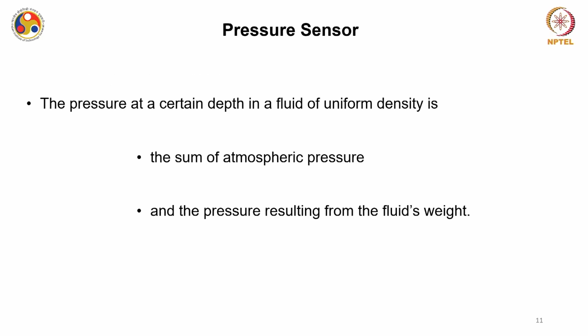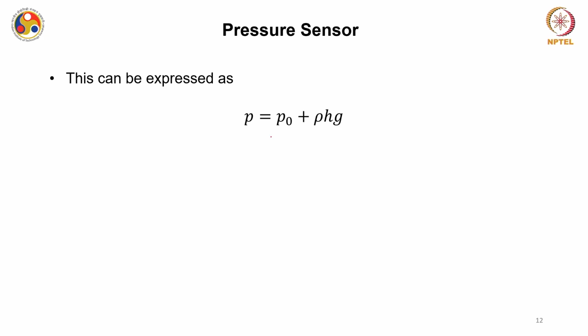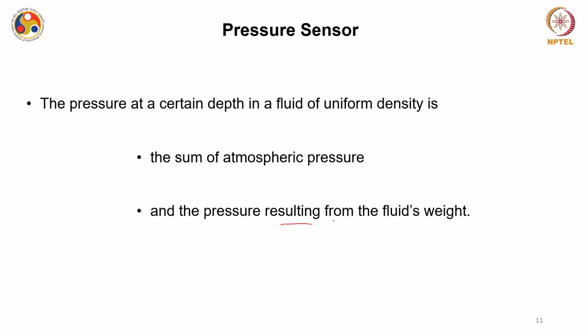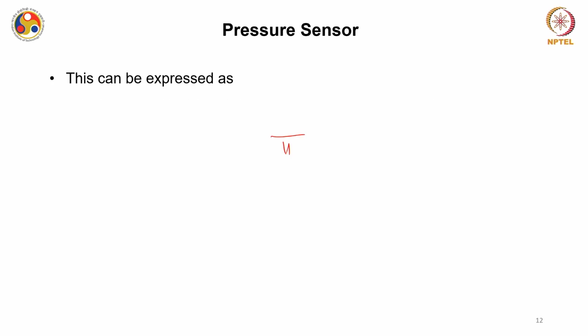So mathematically, if I want to express this, I can say that the pressure exerted is equal to P naught plus rho g h. So what I am saying is the pressure at a certain depth in a fluid of uniform density is the sum of the atmospheric pressure and the pressure resulting from the fluid's weight. In this equation, P naught is the atmospheric pressure.